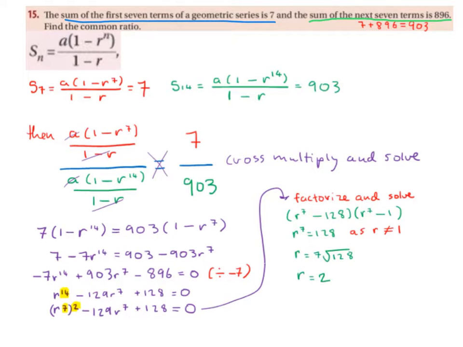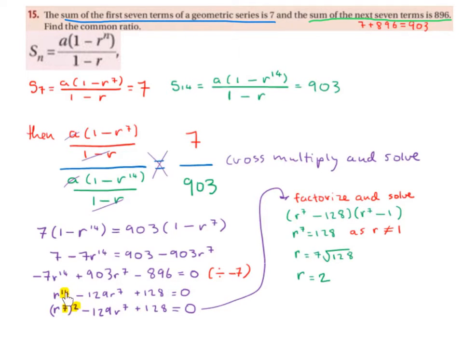Then we bring everything over to one side. So the minus 903r to the power 7 becomes positive 903r to the power 7. And then 7 minus 903 is going to be minus 896. And that's equal to 0. Then we divide across by minus 7. So we get r to the power 14. Then 903 divided by minus 7 is minus 129r to the power 7. And then minus 896 divided by minus 7 is going to be plus 128. So this is all equal to 0.